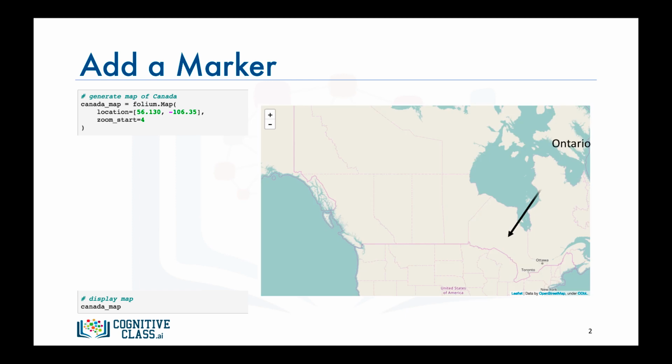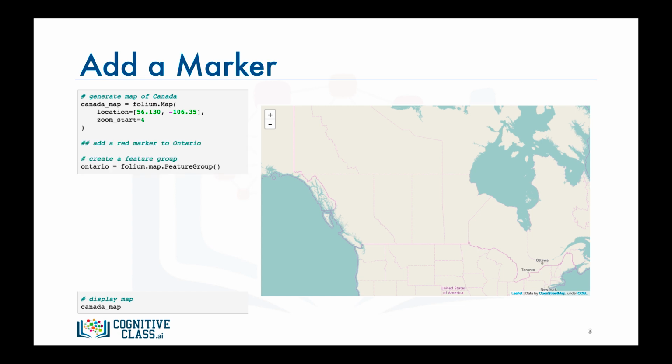Ontario is a Canadian province and contains about 40% of the Canadian population. It is considered Canada's most populous province. Let's see how we can add a circular mark to the center of Ontario. To do that, we need to create what is called a feature group. Let's go ahead and create a feature group named Ontario.